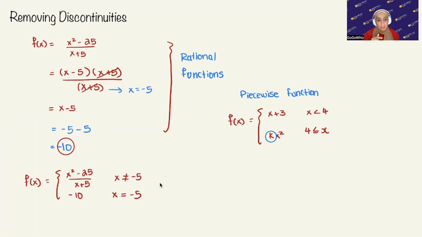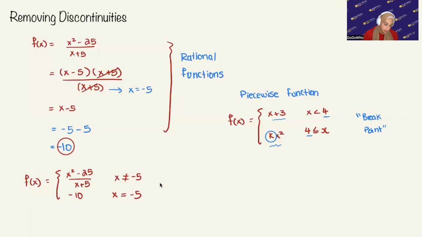So I want to call this point, where the function breaks, the break point. Initially it's equal to x plus 3, and then once x is greater than or equal to 4, it becomes kx squared. At this break point, x is equal to 4, are we getting a continuous function f of x?